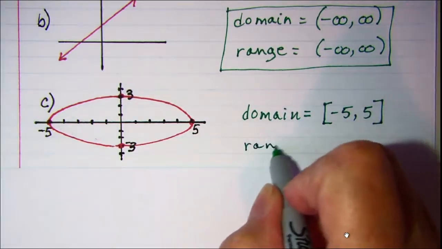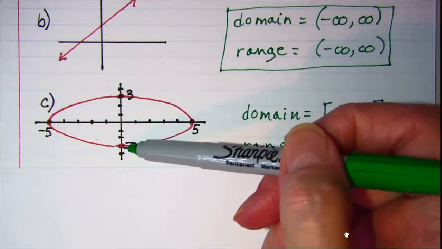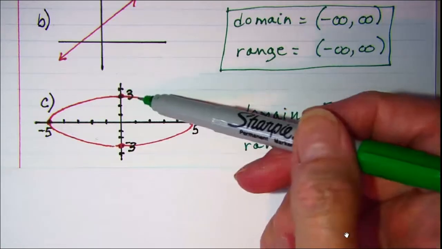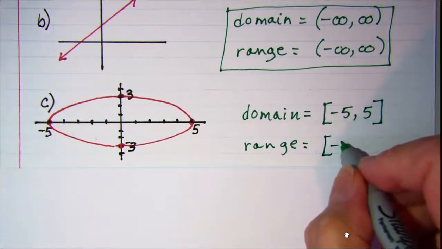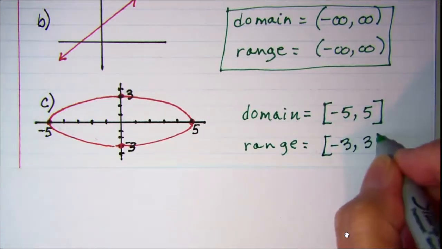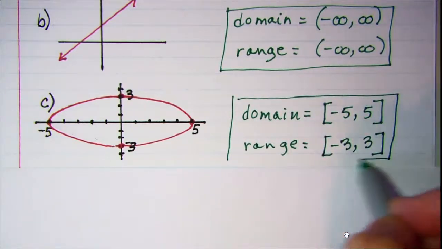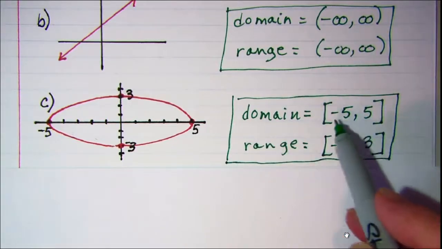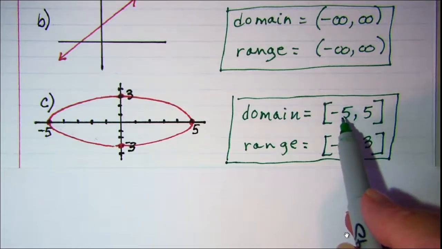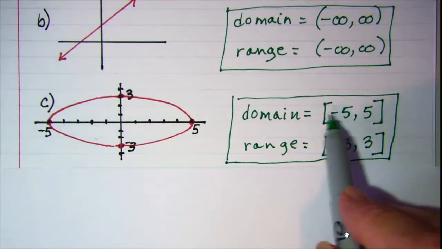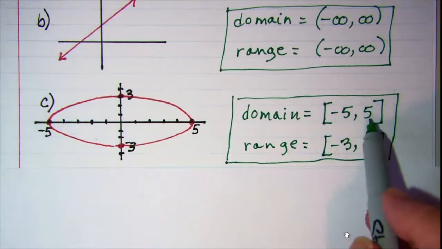Our range, the lowest y value is -3, and the greatest y value is +3. So this one is a closed interval from -3 to +3 inclusive. And make sure you write your intervals in order of the way the numbers occur on the number line. So you need to have the smallest or the least value on the left, and then the greatest value on the right.